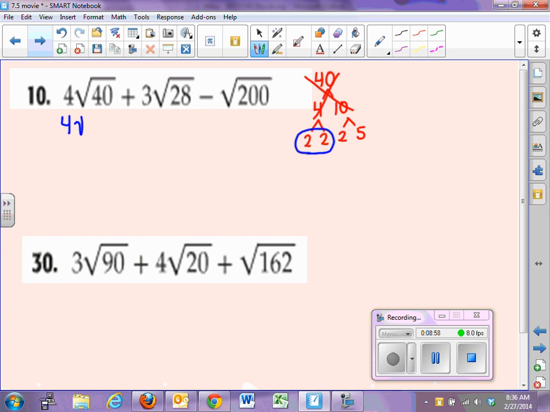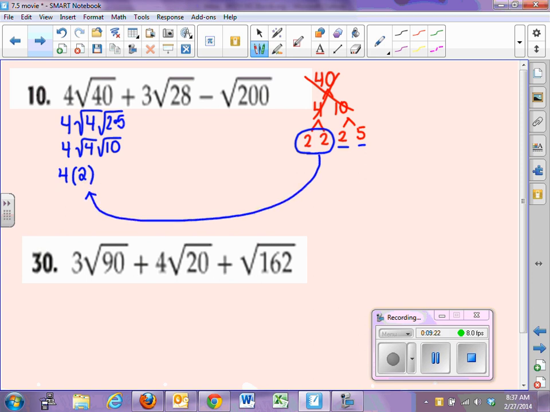This would be 4 times the square root of 4 times the square root of the leftovers, 2 times 5. So that's really 4 times square root of 4 times the square root of 10. But see how square root of 4 is actually just 2? That's why when I circle 2 numbers, I only pull 1 2 out. Then I'm left with the square root of 10. So this turns out to be 8 square root of 10.